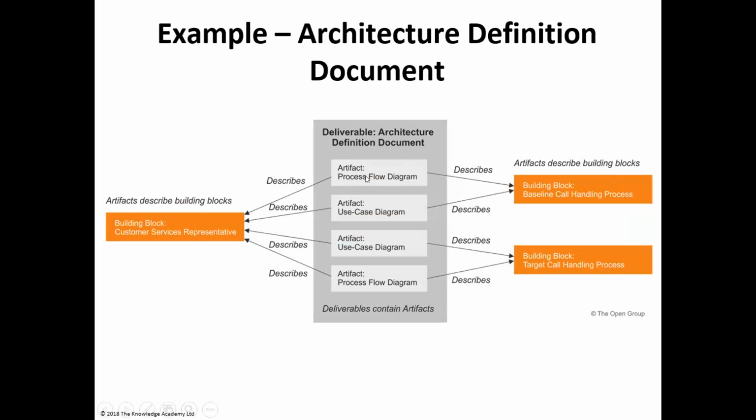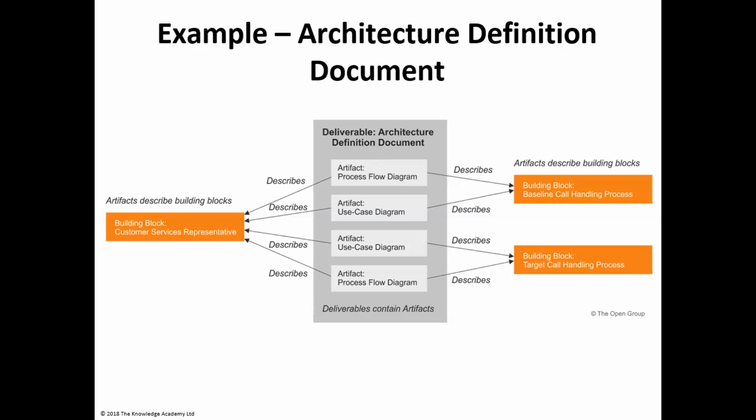Process flow diagram is an artifact. Process flow diagram describes a customer service representative, a person. It might be a little confusing here, but the process flow diagram describes a building block. See, a process flow diagram can be a building block and can be an artifact.